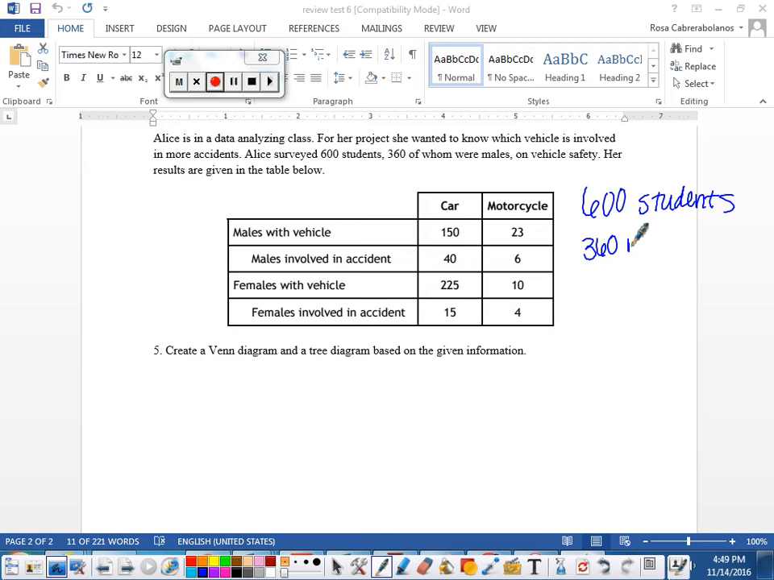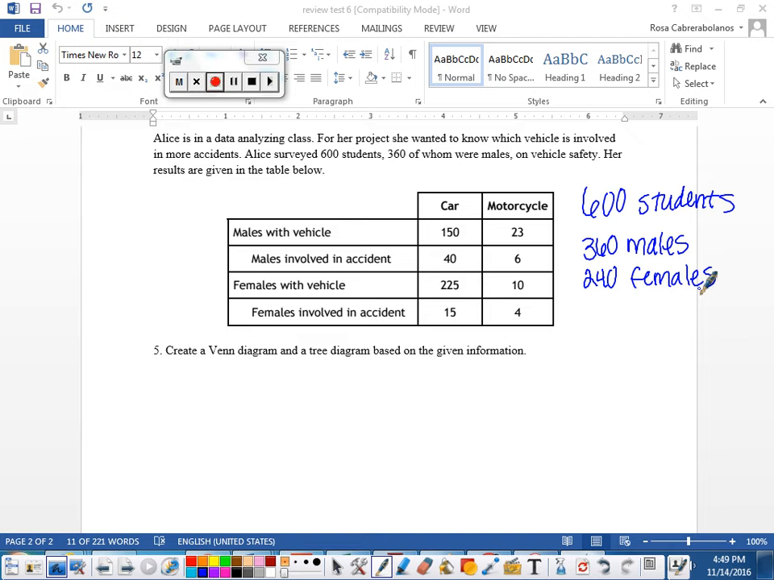360 were males. That means we had 240 females. I hope I'm doing my math right. Yeah, I am. Okay, that's good. So 240 females. And now I can think about how I am going to organize that on a Venn diagram. I'm going to do a Venn diagram first.